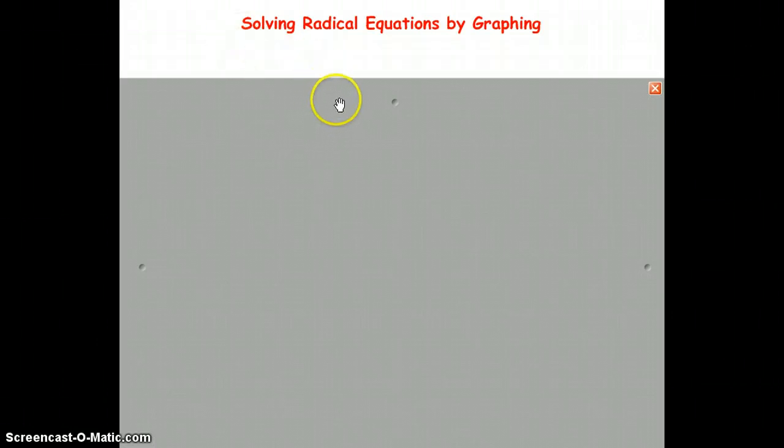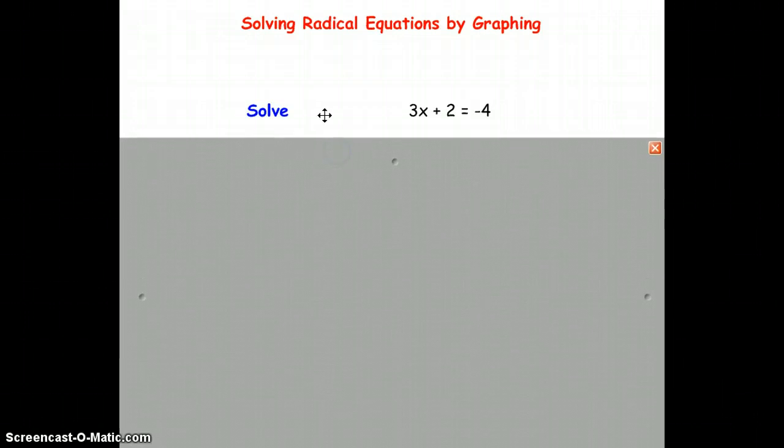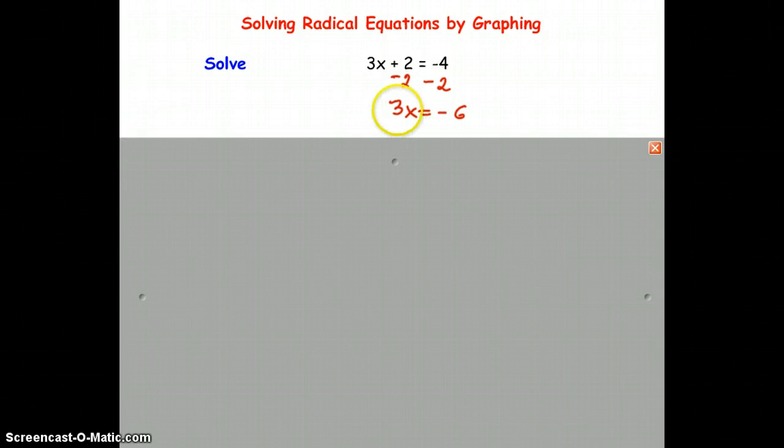Okay, so before we start talking about radical equations, I'm going to remind you how to solve by graphing. So the first thing I want you to do is try to think about how you would solve this equation algebraically. If I ask you to solve this equation, you would subtract 2, and then you would divide by 3, and this will give you an answer of x is equal to -2.